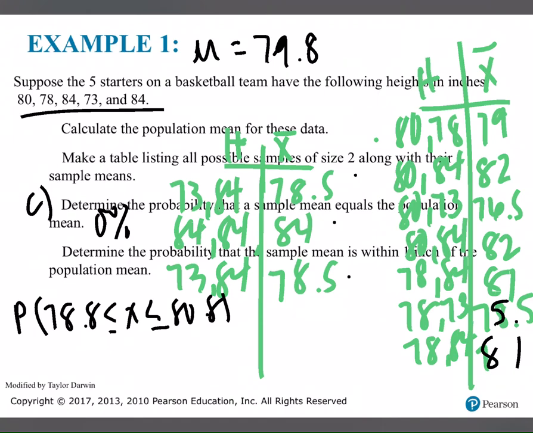Let's see. Go down my list. I see 1. Okay. So how many possible choices are there? 10. So 1 out of 10 would be 10% or 0.1. All right. So that is the probability that it would be within 1 inch of the actual mean.